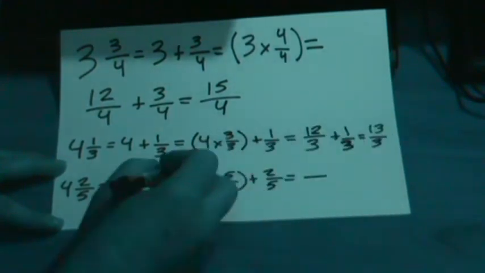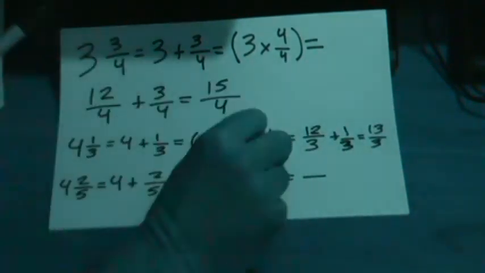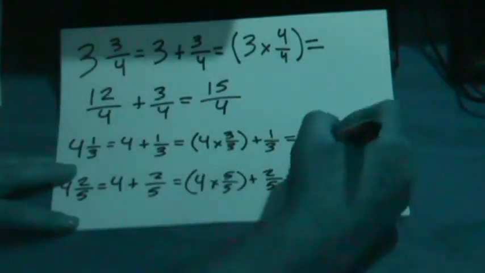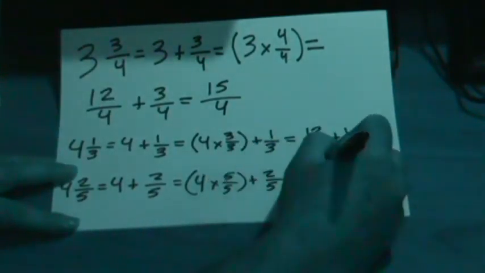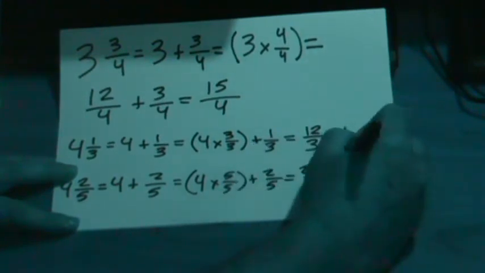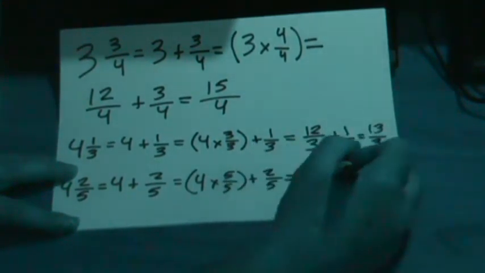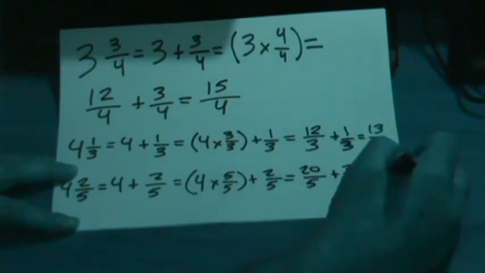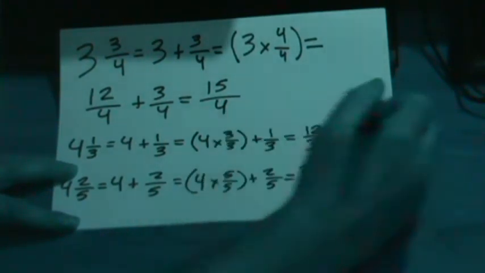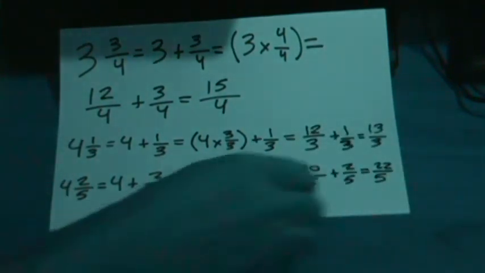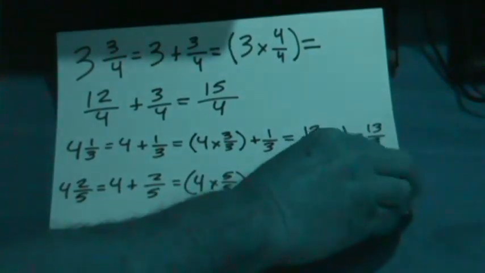So what do we get? Well, 4 times 5 is 20, right? 4, 8, 12, 16, 20. The 5 remains the same, and then we just add on the 2/5. Remember when we add fractions, the denominator stays the same. 20 plus 2, 21, 22 is 22/5. Okay?